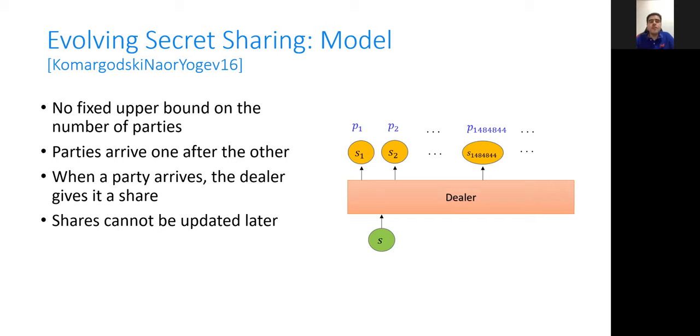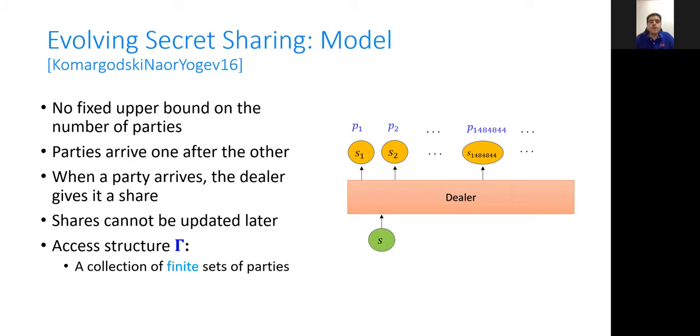An important requirement in evolving secret sharing is that the shares cannot be updated later. That means that once a party gets a share, this share should be used at any time in the future in order to learn the secret. That means that the dealer doesn't need to worry about the previous parties when generating the share of the current party, and also doesn't need to know the number of upcoming parties. And the access structure in the evolving model is defined as a collection of finite sets of parties. Thus, for correctness, we require that any set that is in gamma learns the secret. And for security, we require that any finite set that is not in gamma should get nothing about the secret.